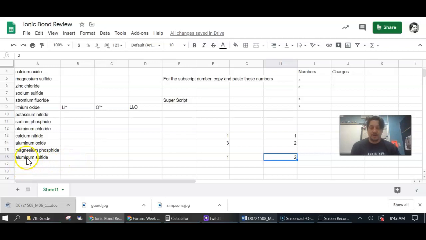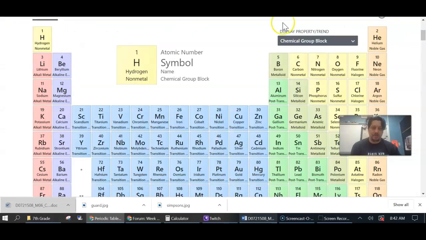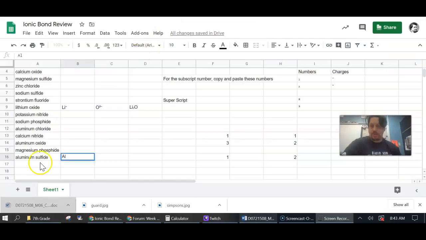Aluminum sulfide. Aluminum on our periodic table is right here in group 13. So that means it's going to lose 3 electrons. So we'll add the chemical symbol of Al. Since it's losing 3 electrons, it's going to have a positive 3 charge. So get our Al here, over to the amount of electrons it's going to get. This is a superscript. It's going up above. 3. Control C, back to Al, Control V. Oh, it didn't work right. Do that again.